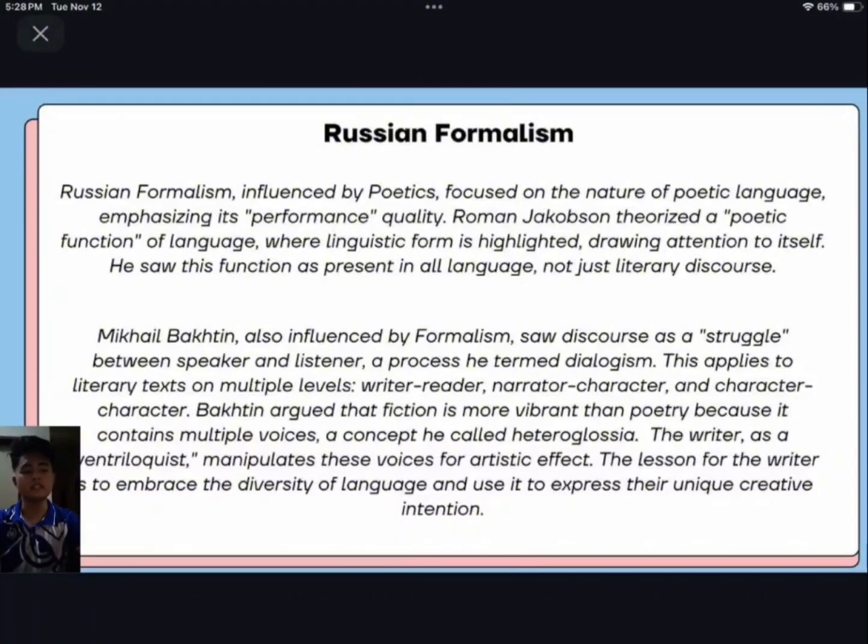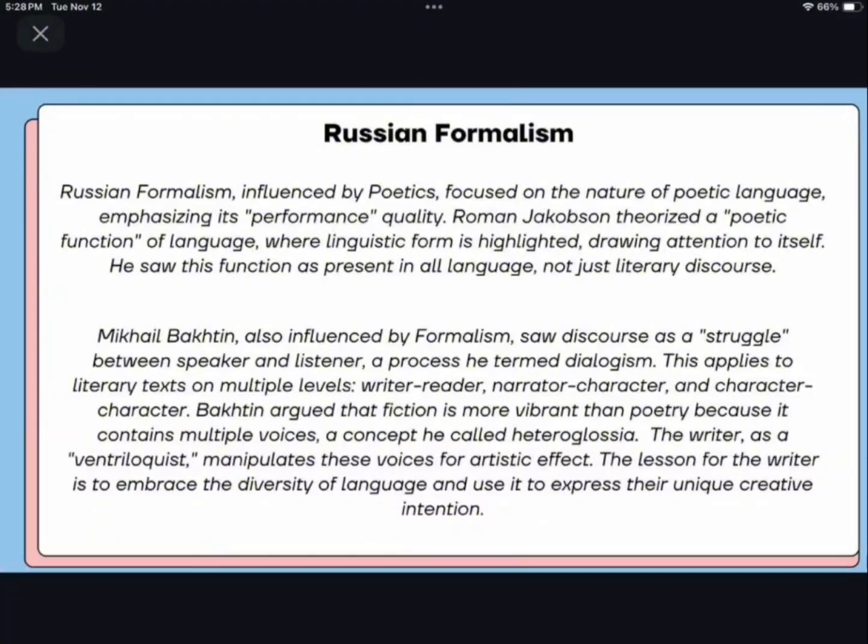On the second paragraph, they explain Mikhail Bakhtin's theory of dialogism and its application to literary texts. Bakhtin sees discourse as a struggle between voices, including writer-reader, narrator-character, and character-character. He argues that fiction, with heteroglossia, or multiple voices, is more vibrant than poetry. The writer, like a ventriloquist, manipulates voice for artistic effect. The lesson for writers is to embrace language's diversity.